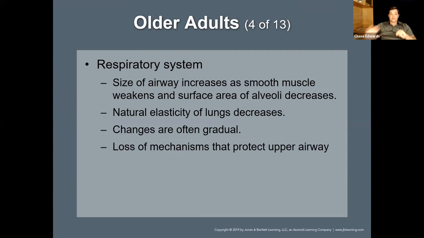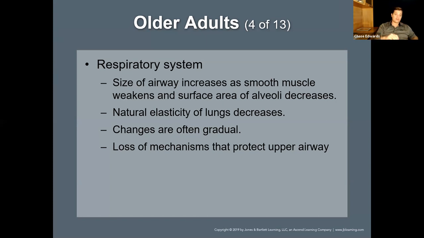So in the respiratory system, the size of the airway increases as smooth muscles start to relax and weaken out, right? It's getting stretched out. And the surface area of the alveoli decreases as well. The natural elasticity of the lungs will also decrease. We just talked about that. It starts to wear out, right? The intercostal muscles are used more to breathe. And then the chest becomes more rigid due to calcification of the ribs to the sternum. So not as much movement going on, right? And then the overall strength of the intercostal muscles and diaphragm decreases as it starts to go down.